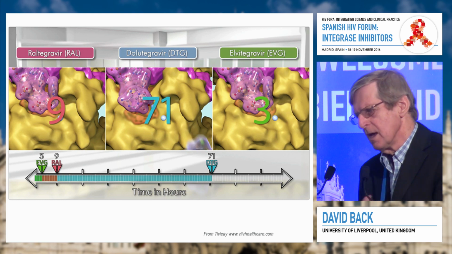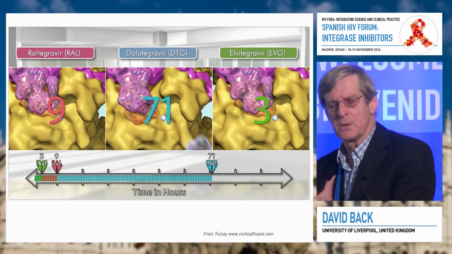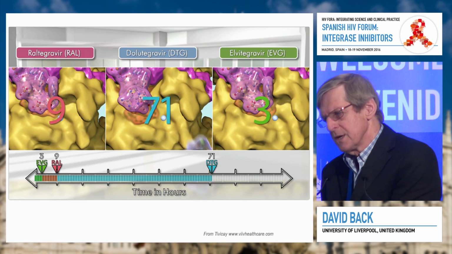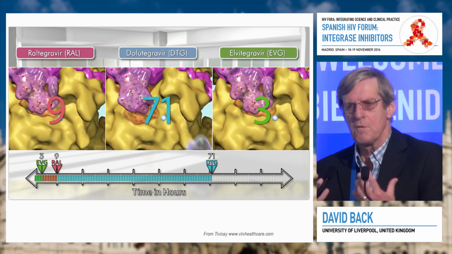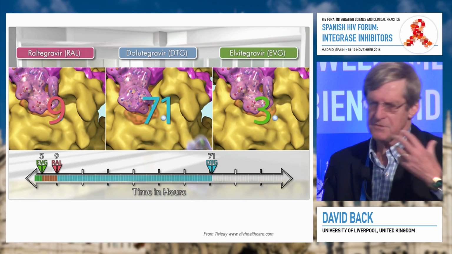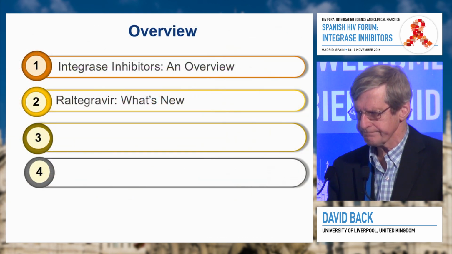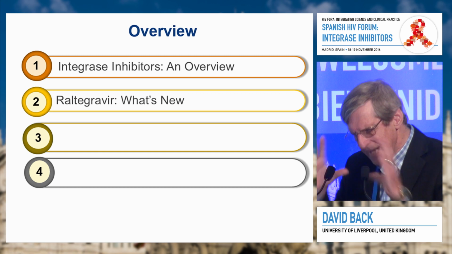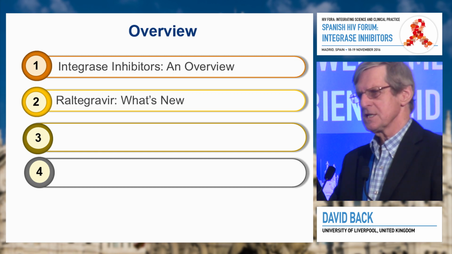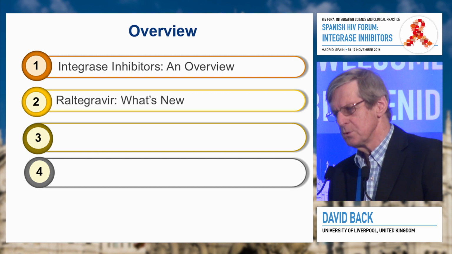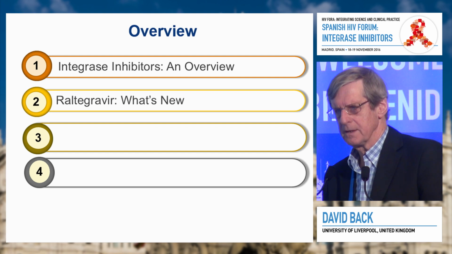Now, as I say, if you repeated this experiment, you would get different numbers, but those numbers give us an overall impression of the binding, so that there are differences in the binding characteristics as well. So with that background, I'm going to ask 3 questions. What is new about raltegravir?